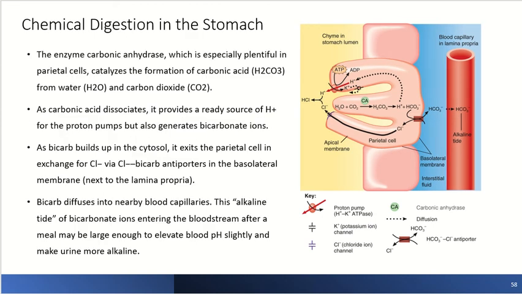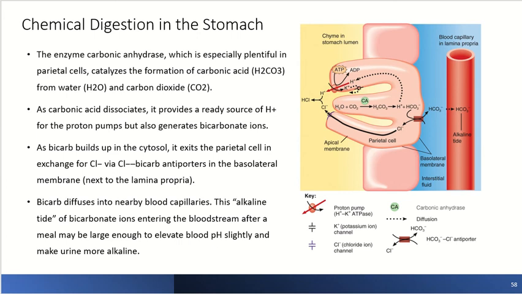The enzyme carbonic anhydrase, which is going to be especially plentiful in parietal cells, is going to catalyze the formation of carbonic acid from water and carbon dioxide. As carbonic acid dissociates, it's going to provide a ready source of hydrogen ions for that proton pump, but it's also going to generate bicarbonate ions as well. As bicarbonate builds up in the cytosol, it's going to exit those parietal cells in exchange for chloride via a chloride-bicarbonate antiporter that's found in the basolateral membrane. This is going to be right next to the lamina propria.